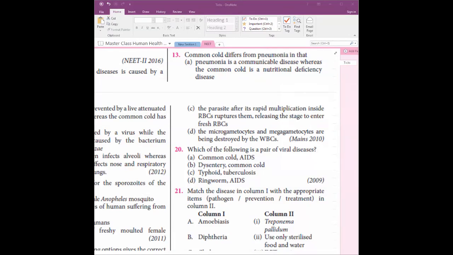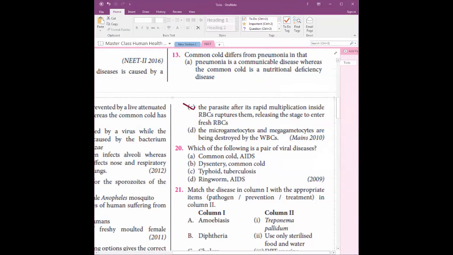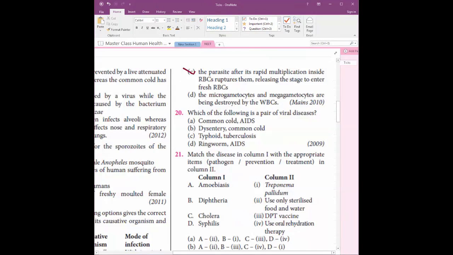So Mukta is right. Sia is right. Parnavi is right. Ashita is also right. Yes, it is going to be C. Okay, guys, the parasite, after its rapid multiplication inside the RBCs, is now going to rupture them. And then as it releases into the blood, at that time you see that suddenly you're getting those fever and chills, fever and chills, fever and chills.